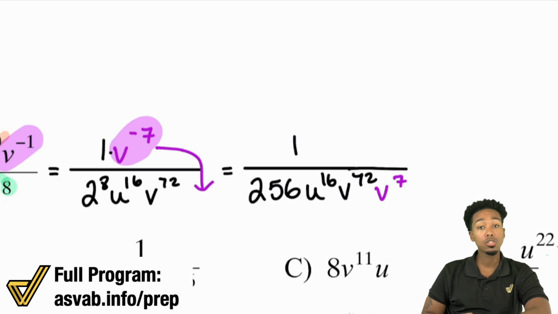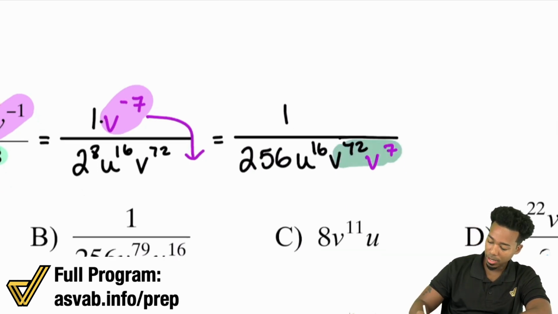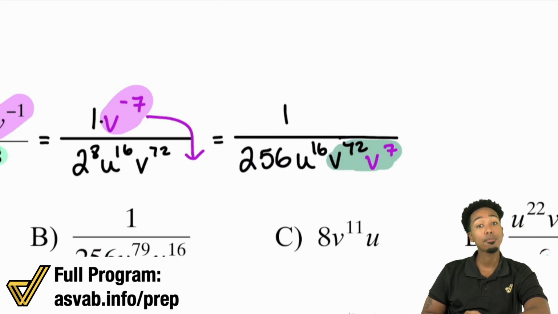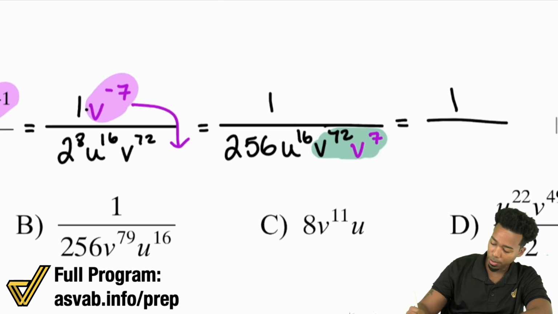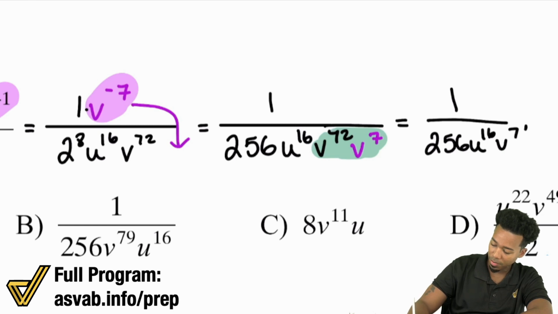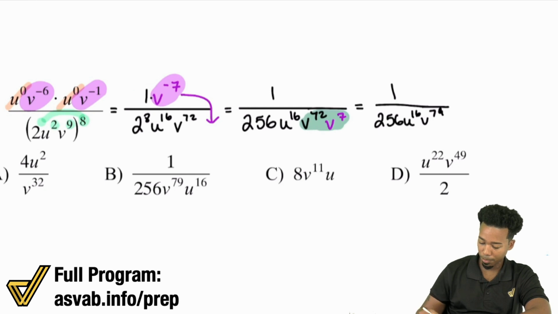Booyah. And so my math party people, the last step here is simply to combine these 2 pieces using that product law of exponents, and we're done. So our final answer will be 1 over 256 u to the power of 16 v to the power of 79. And there, our final answer will be B.